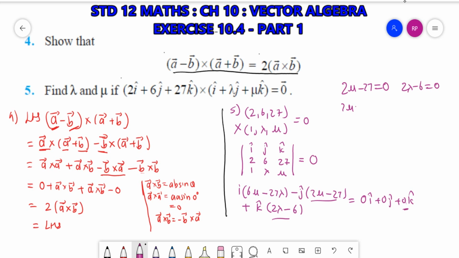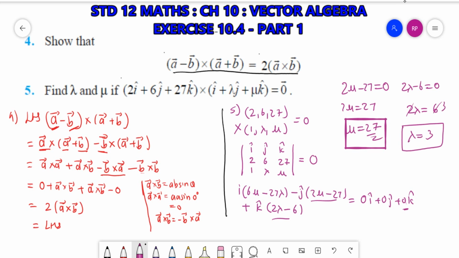So 2 mu equals 27, so mu equals 27 by 2. And here 2 lambda is equal to 6, so lambda is equal to 3, since two ones are 2, two threes are 6. So these are the values of mu and lambda. Clear? So this was about question 4 and 5. So just note it down.